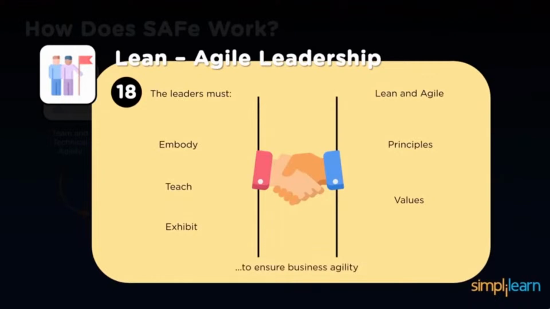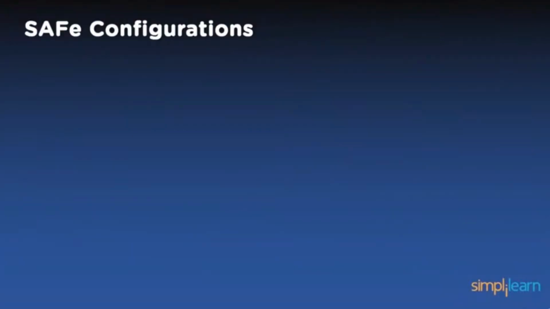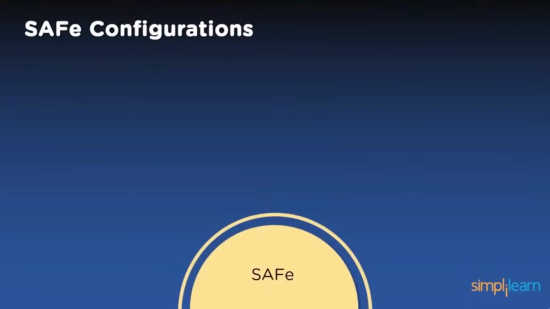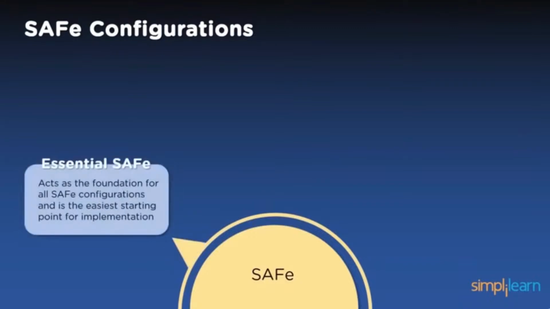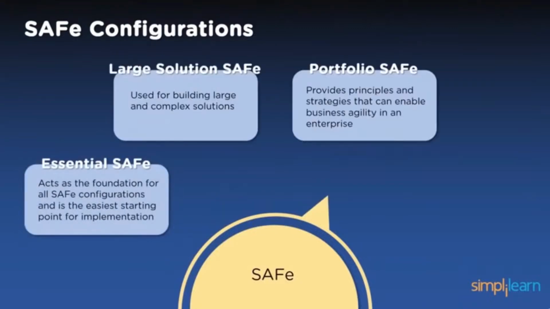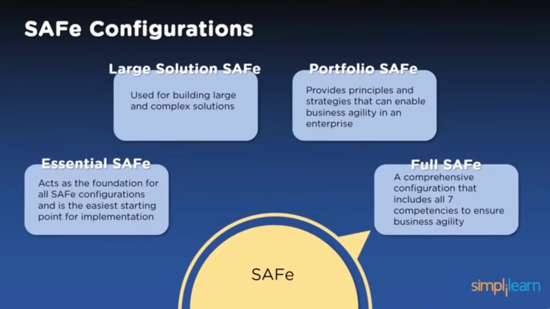So by doing this, it is quite obvious organizations can become better at agility. The organization is complemented to achieve the objectives and goals they want to accomplish. And there are SAFe configurations which one needs to ensure, which involve Essential SAFe, Large Solution SAFe, Portfolio SAFe, and Full SAFe. So when I say Essential SAFe, it acts as the foundation for all SAFe configurations and is the easiest starting point for implementation.